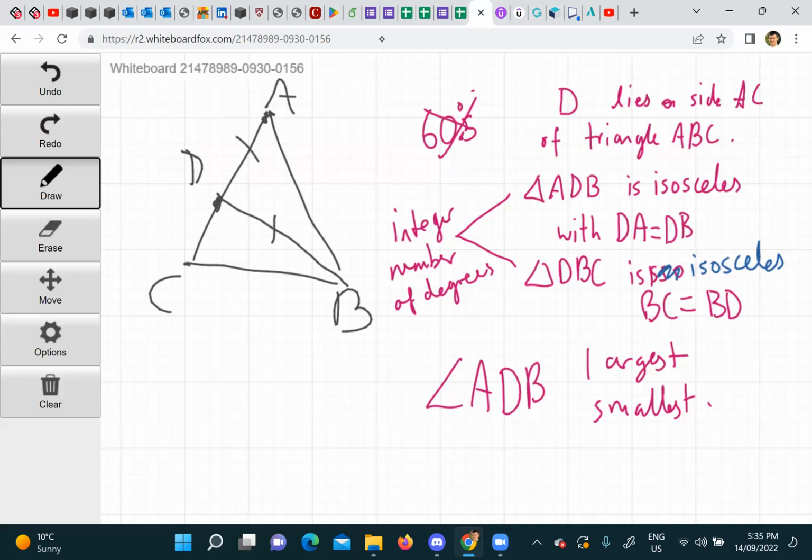DBC is also isosceles with BC equals BD. So this is equal as well. Diagram. It's better than before, okay? Yeah, that is equal, because it's isosceles. And then the question is asking about angle ADB. What values can this angle be?